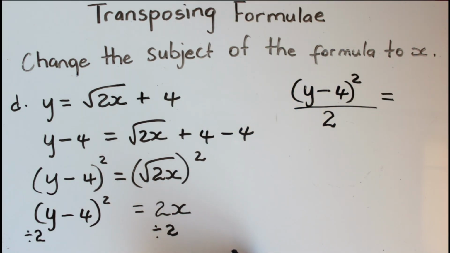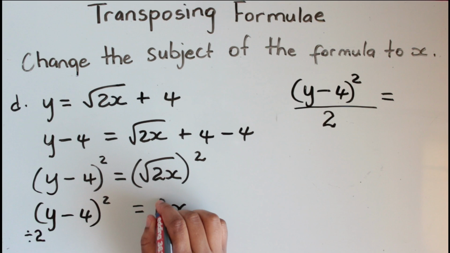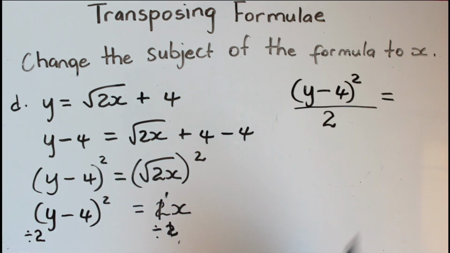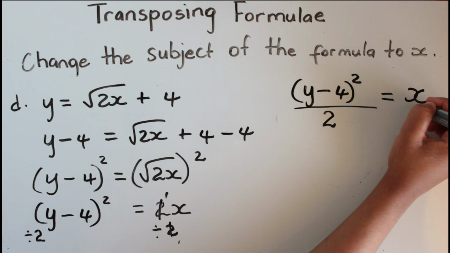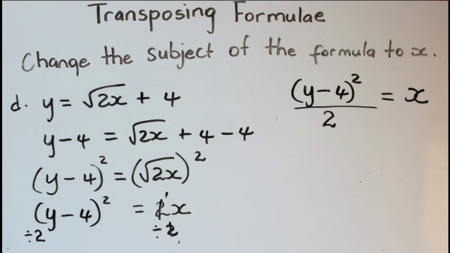And now on my right hand side, this 2 divided by 2, we agree that gives 1. So I'm just simply left with x. And that's it, because that's our aim. We wanted x to be the subject. We wanted to isolate x.